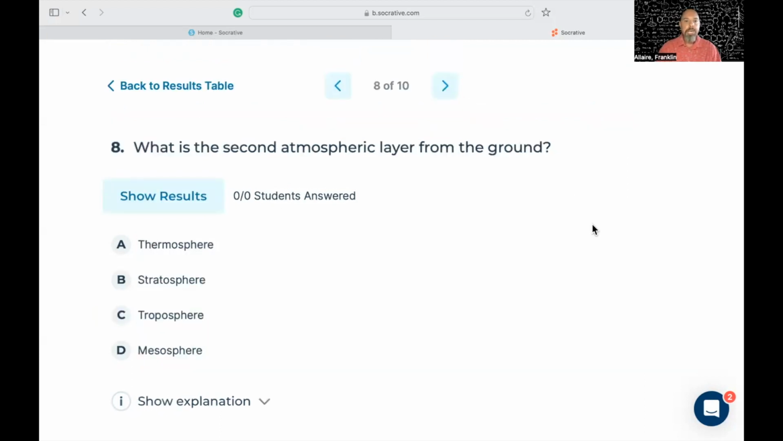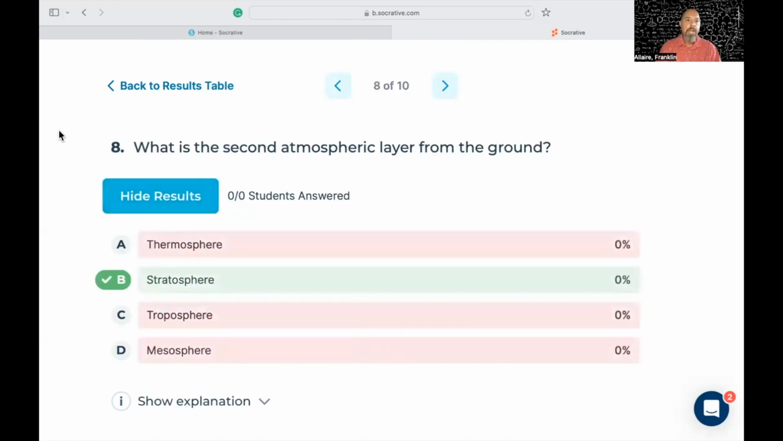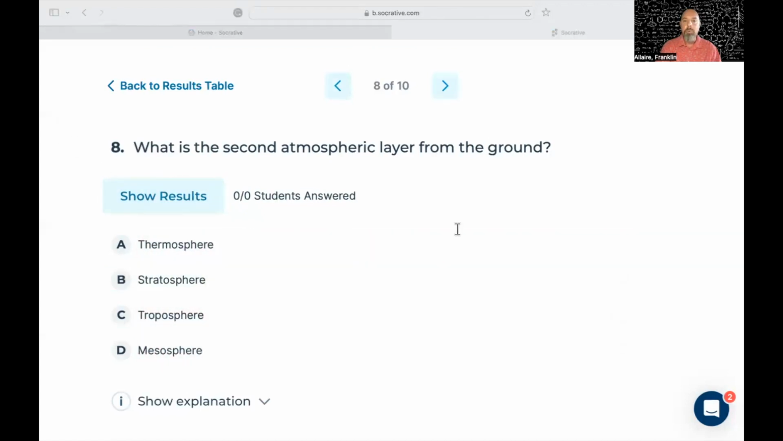Number 8, the second atmospheric layer from the ground is going to be the stratosphere. And so there's a handy mnemonic device that you can remember to help you out with this. And that is the silly monkeys talked endlessly. This is a great silly phrase. Remember, the sillier or the dirtier you make it, the more likely you are to remember it. To put the layers of the atmosphere in order from the closest to the ground to farthest from the ground.